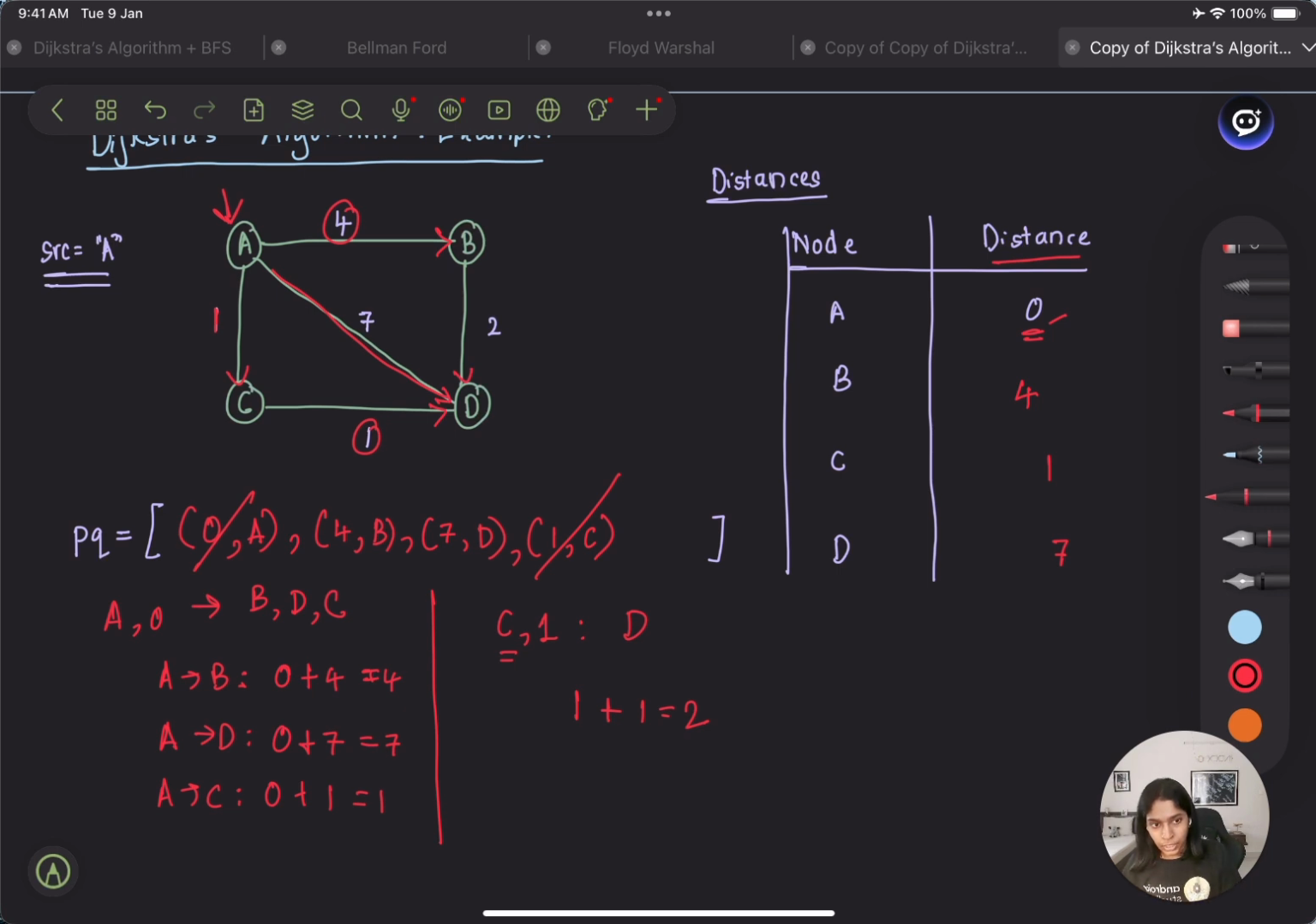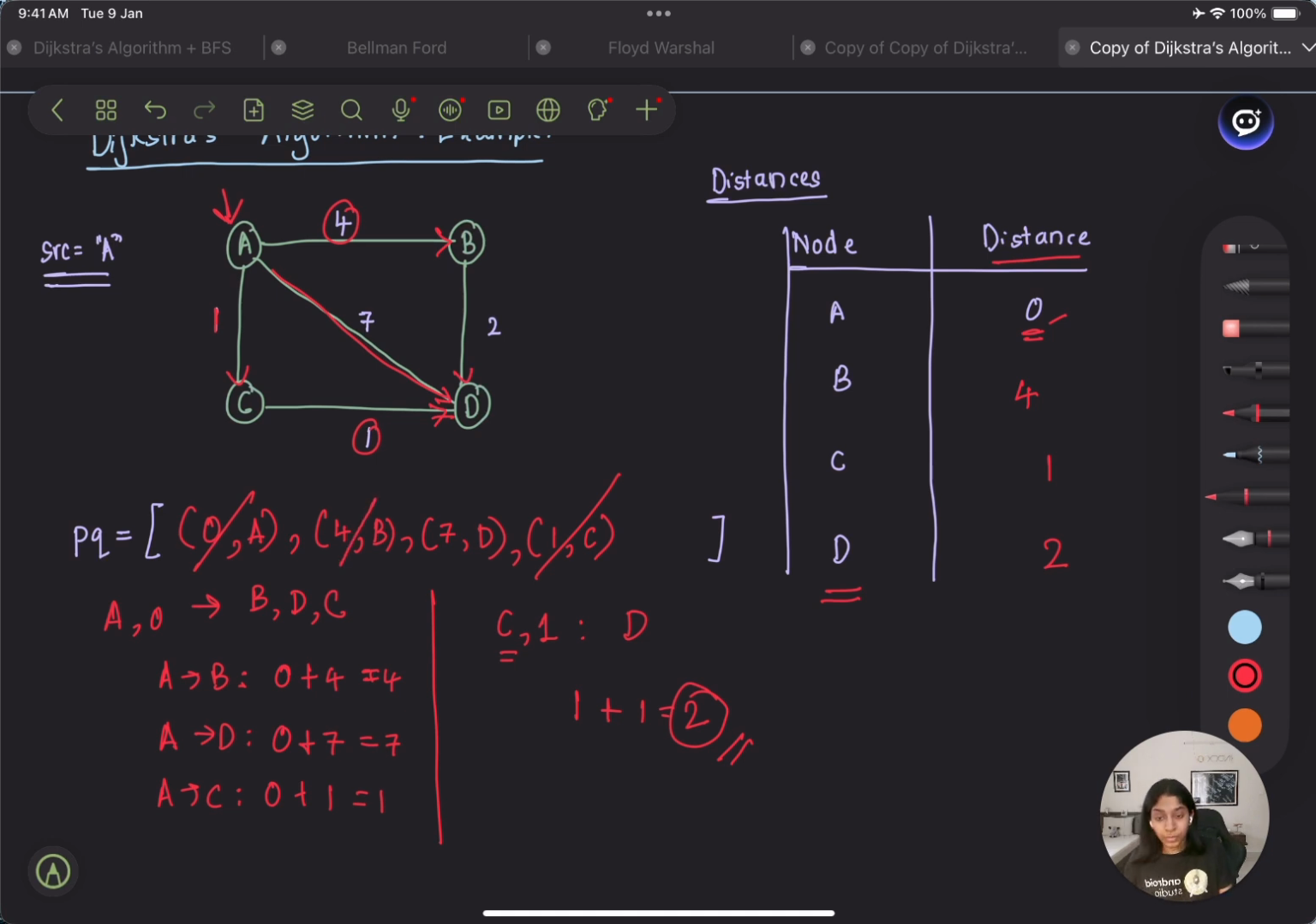And then I go and check. This step is called relaxation. So I check what the actual distance to reach D was initially, and it was 7. And now I've found a path which costs only 2 to get to D. So that's where I update this, and I make it 2. So I've actually minimized this, and I've covered all my edges.